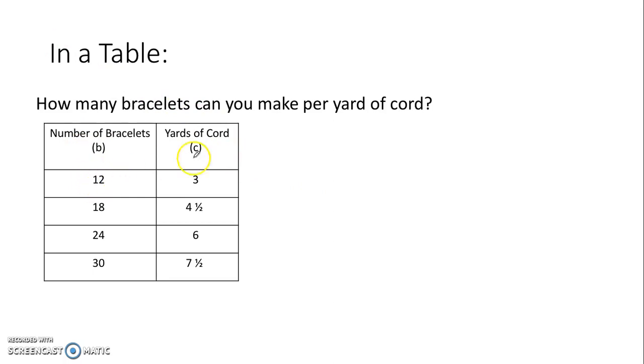Now, you can pick any of these rows to set up your proportion with. I like to do the first one just because they're the smallest numbers, and that's going to make our multiplication and division easier in the long run. So for every 12 bracelets, and it gave us B for bracelets.